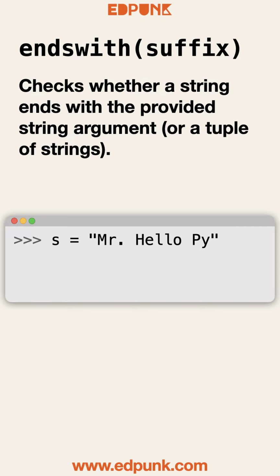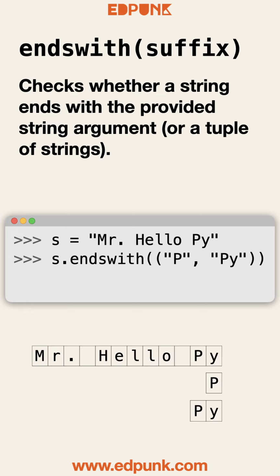If you want to test whether the string ends with one of the given suffixes, a tuple of substrings can be provided as the argument suffix. For example, given a string "Mr. Hello Pie" assigned to a variable s, executing s.endswith with a tuple containing strings "p" and "Pie" returns True as the string ends with "Pie", which is the second item of the tuple.